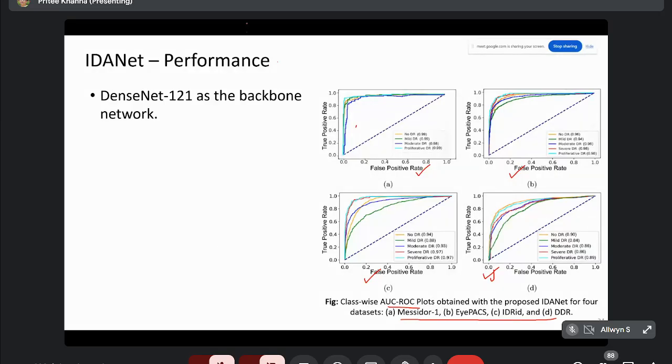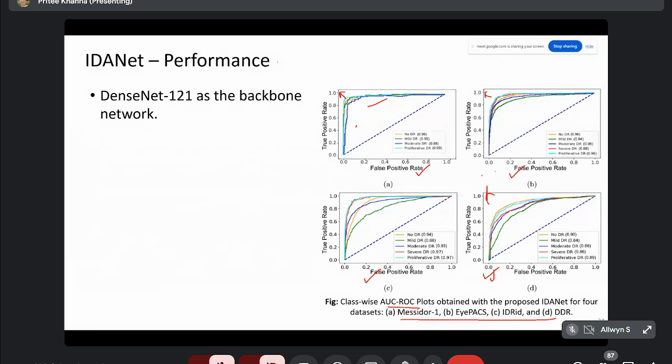The best performance we are getting is in the case of Messidor. So we want this AUC curve, the area under the curve, to be as large as possible. We want our curve to be on this side. So you can see that the performance is best here in the case of Messidor, but it is least here in the case of DDR, right? So why so?